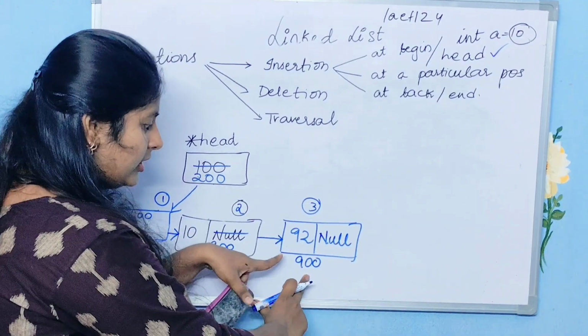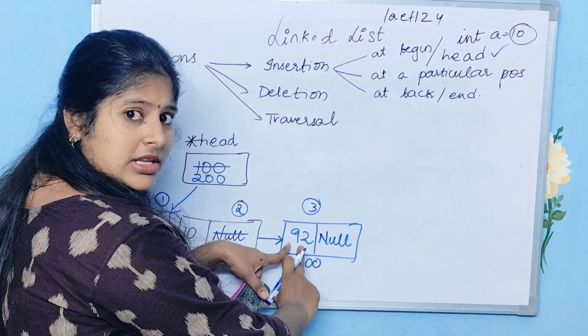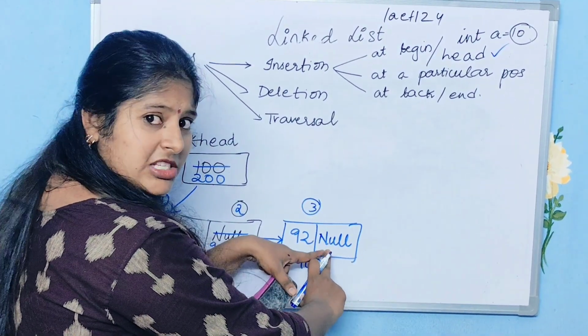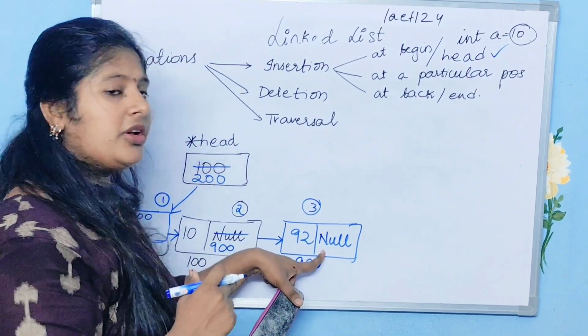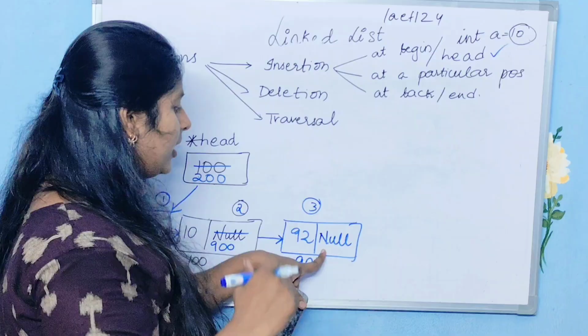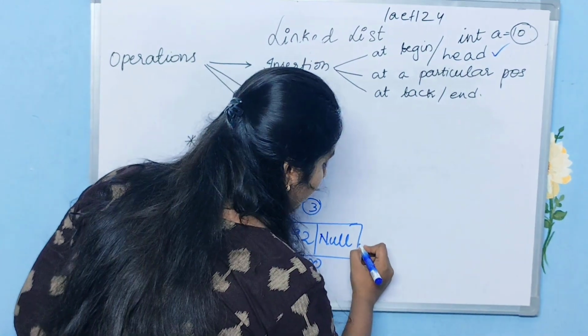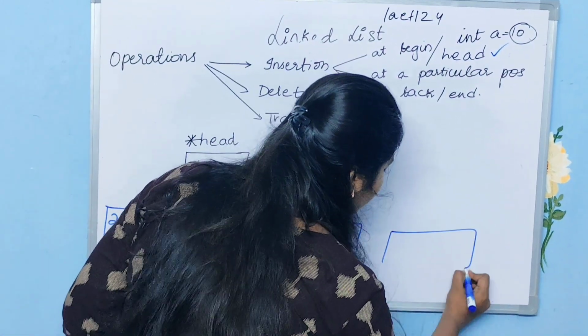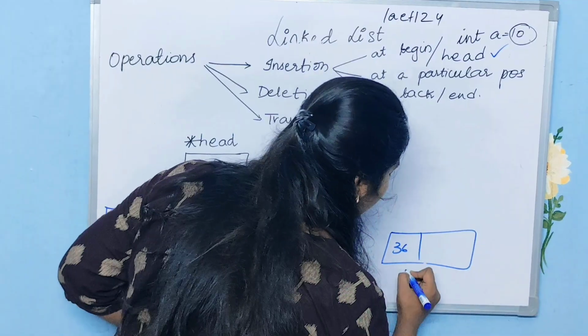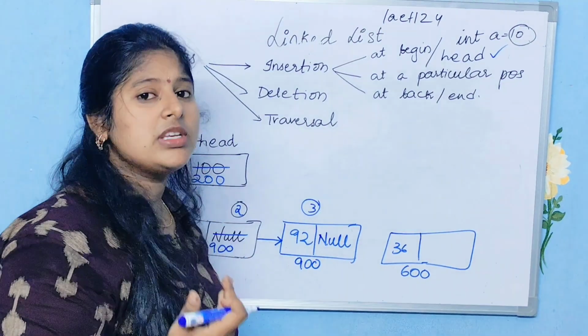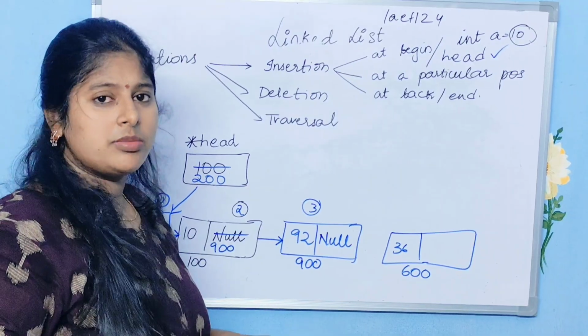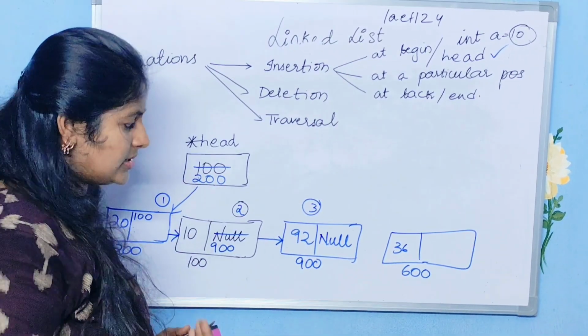So I went to the 900 location. So now it is 92. After 92, the next part of 92 is containing null. That means this is the last node. You want to add elements, you can add over there. Okay. Say for example, I wanted to add an element, some 36. My location is 600. These are random locations. I have used these numbers only because the concept will be easily understood by us.